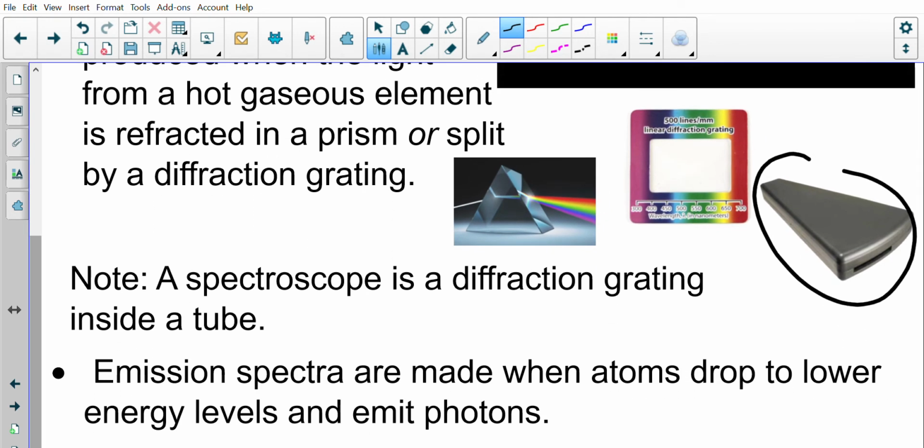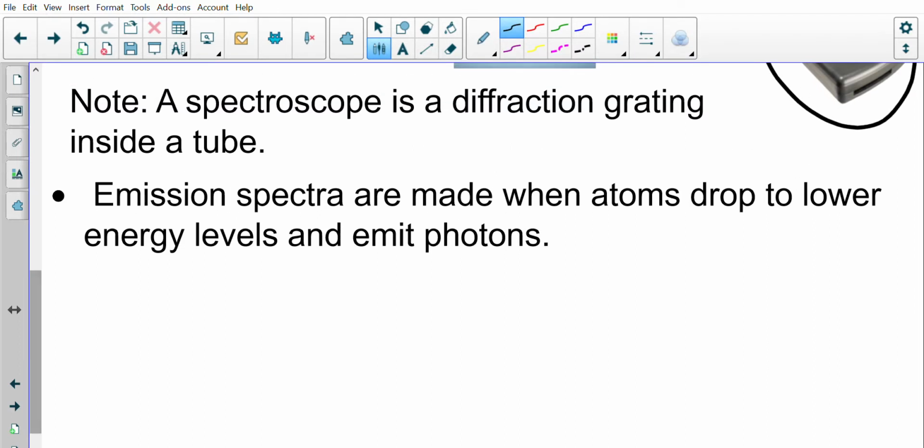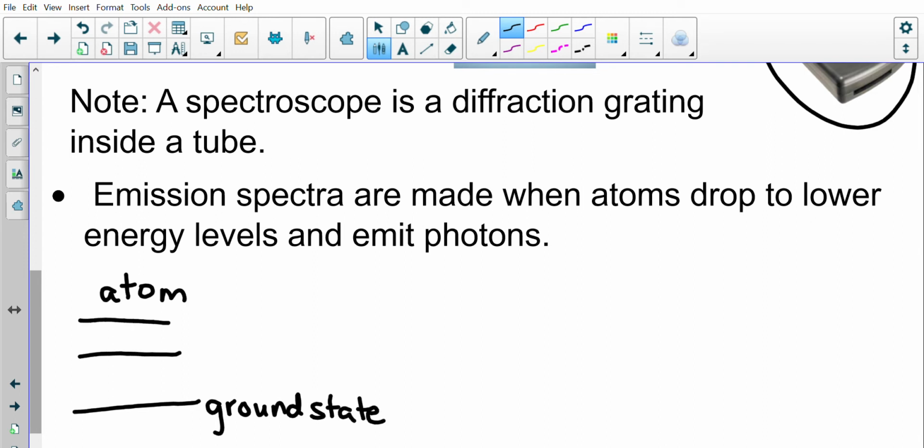Okay, the idea with emission spectra is that emission spectra are made when atoms drop to lower energy levels and emit photons. So the idea is, okay, let's say you have an atom, and then here, this is your ground state. And above the ground state, you have your excited energy levels. Normally, the electrons like to be in the ground state. That's where they are naturally.